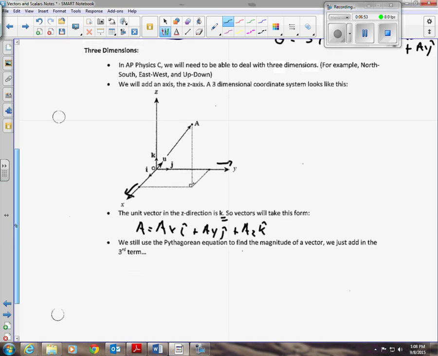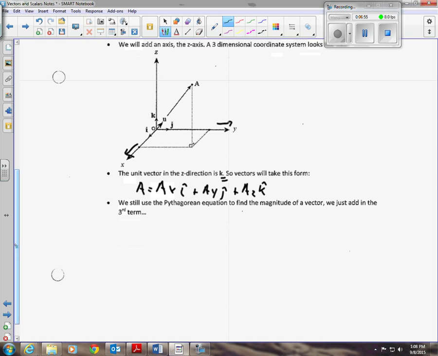Still going to use the Pythagorean theorem to find the magnitude, so we just have to add in the third term. So the magnitude of A is going to equal the square root of ax squared plus ay squared plus az squared. Now for the angle, it actually gets very complicated. You actually have 2 angles. Okay, one in the x and y plane, and the other one in the z plane. So we don't really bother with the angles.